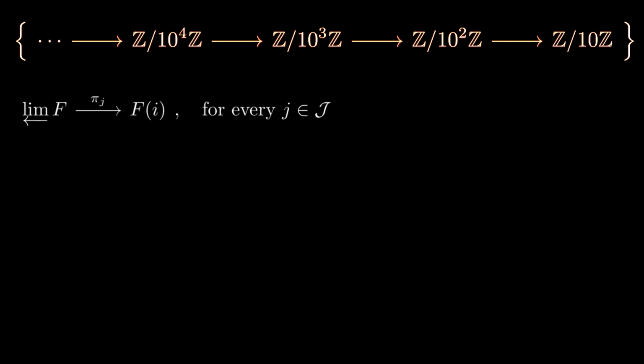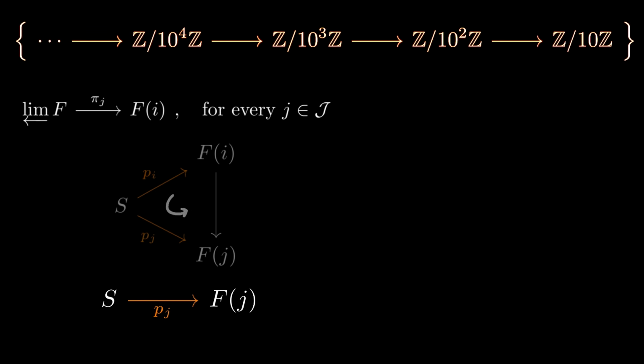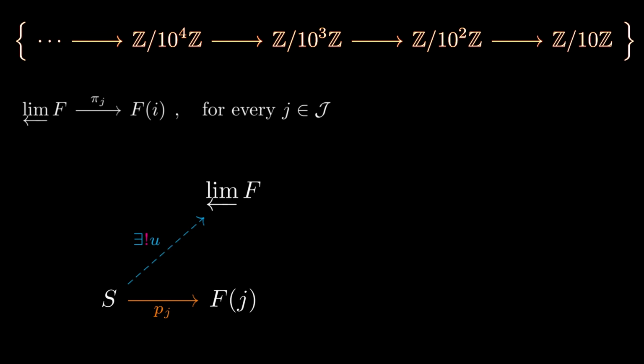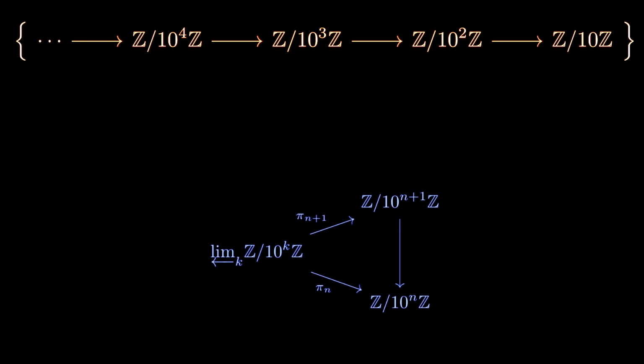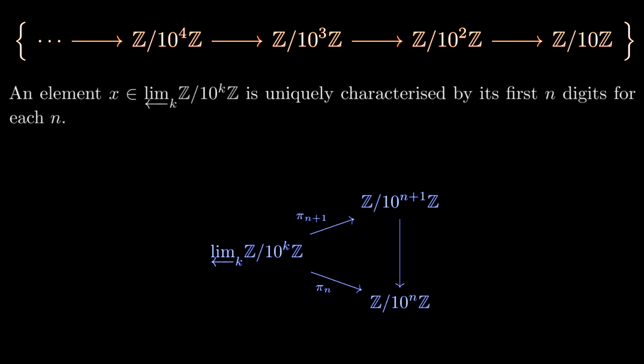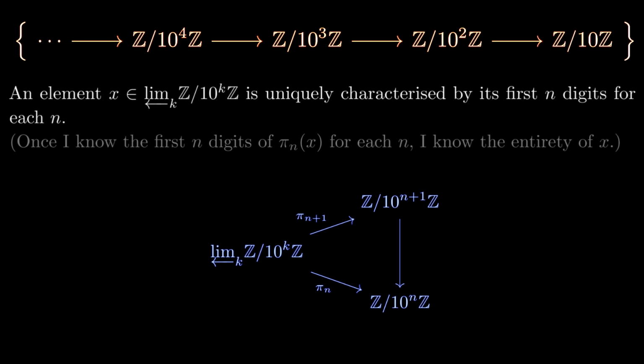This is the property that a limit has to satisfy, but the point is that the limit is universally determined by this property. In other words, if I find some other object with its own projection maps into each object in our diagram, such that the same triangles commute, then this should define a unique map U into our limit object, which factors through every pj simultaneously via the projection maps. In my case, this universal property implies that an element in my limit is uniquely characterized by its first n digits for every positive integer n.